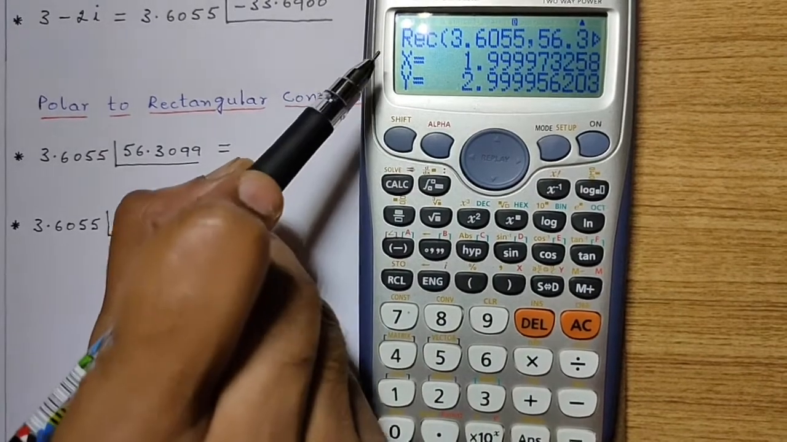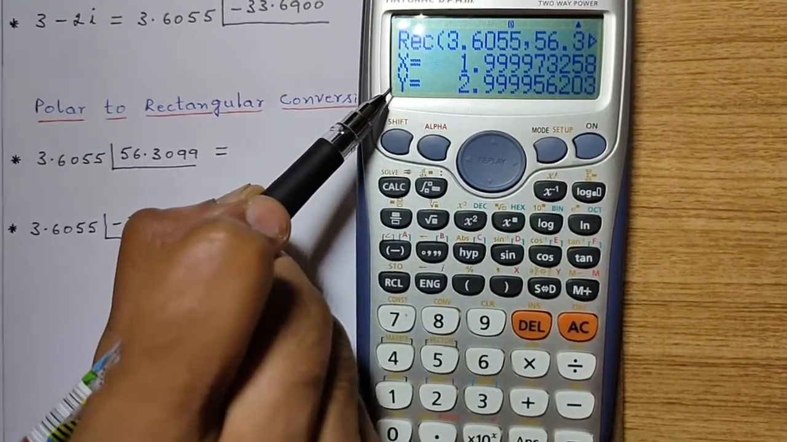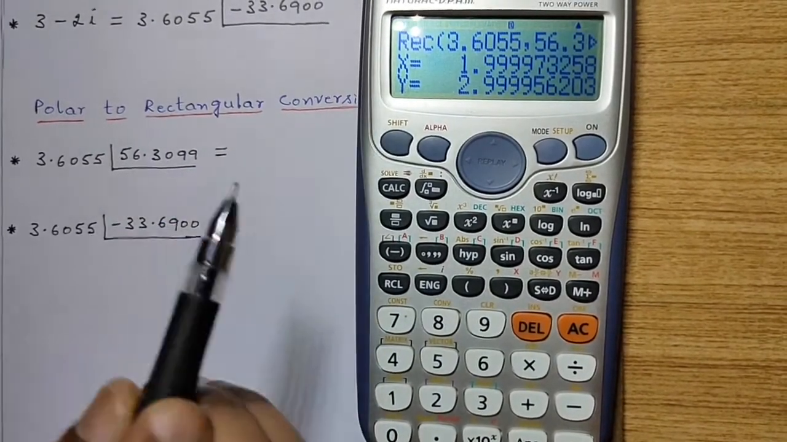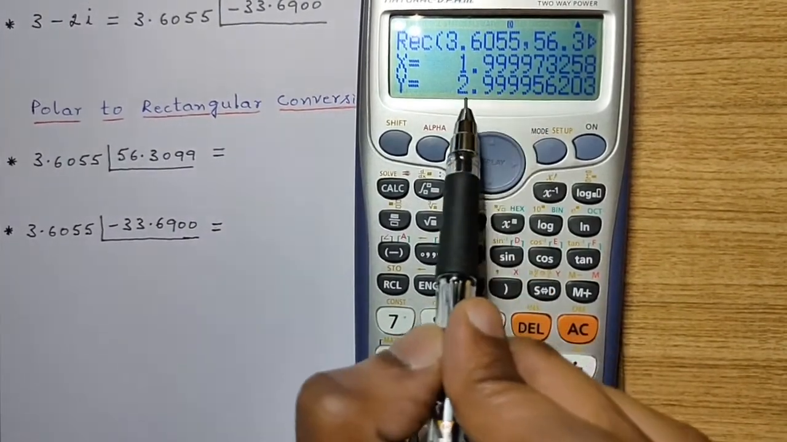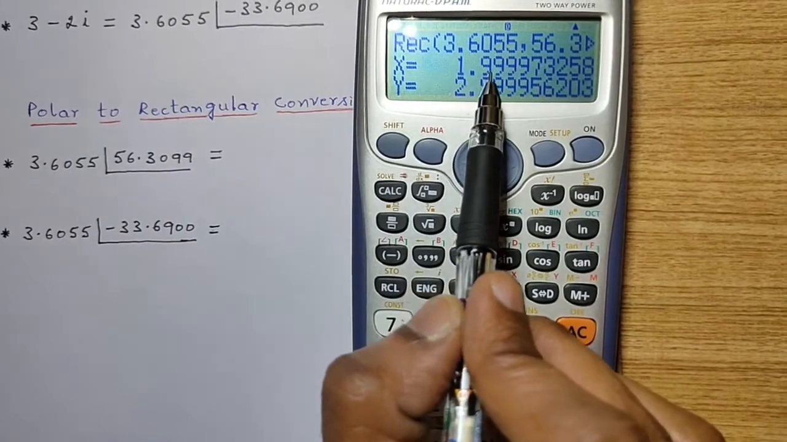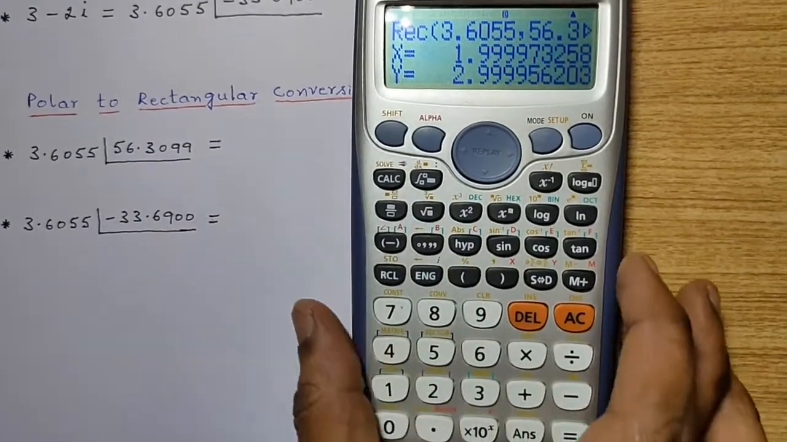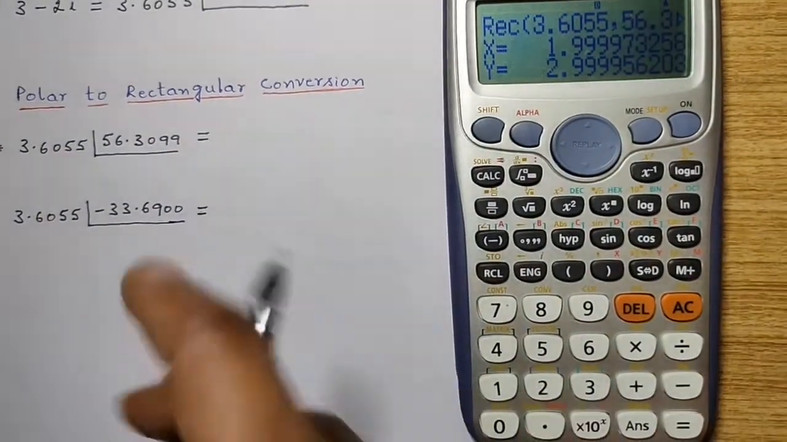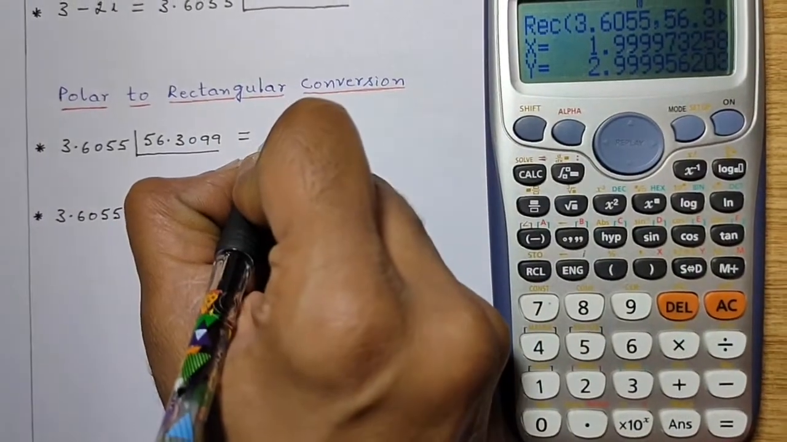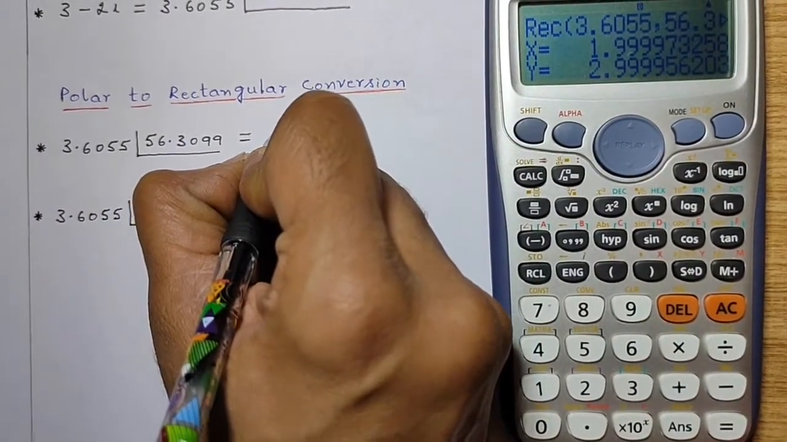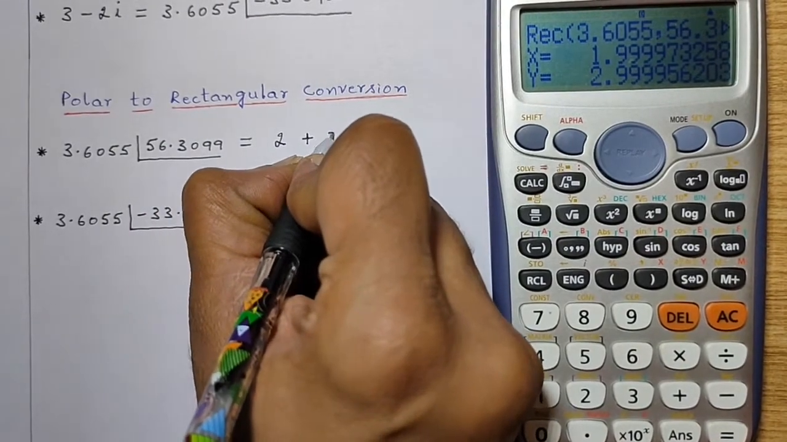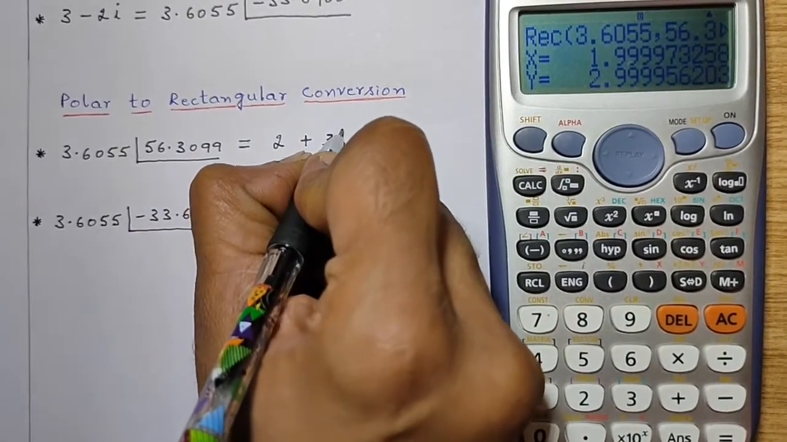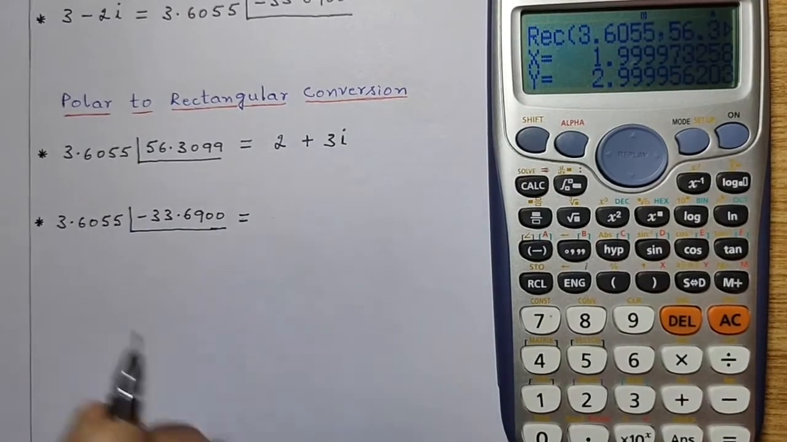Here we can observe the first part, that's the real part, and the second one, the complex y part, we have obtained. We can observe the answers 1.9999 and 2.9999. So we can approximate these values to the next value. Therefore 1.9999 is represented as 2 and 2.9999 is represented as 3. So our answer will be 2 plus 3i.